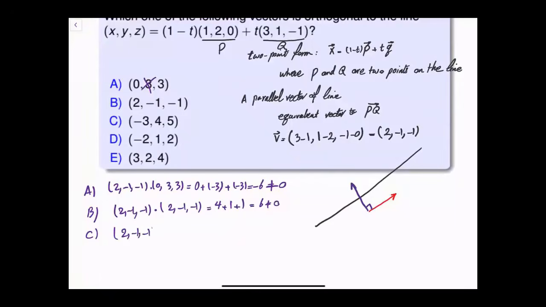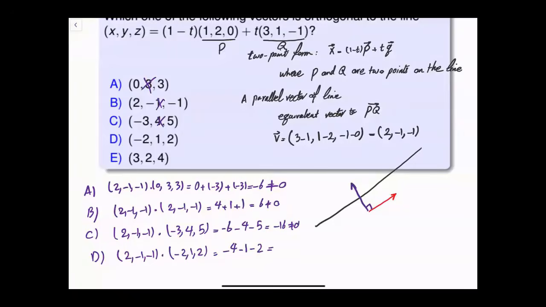C, (2, -1, -1) dot (-3, 4, 5). This will be -6 -4 -5. This is a huge negative number. It is not 0, so this will go away. D, (2, -1, -1) dot (-2, 1, 2). So this will give -4 -1 -2, and that is definitely not 0.